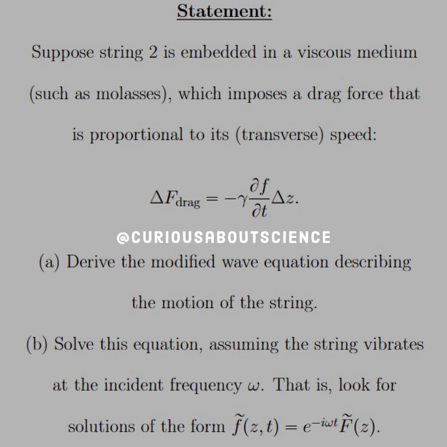All right, so A, derive the modified wave equation describing the motion of the string, and B, solve the equation assuming that the string vibrates at an incident frequency omega. That is, look for solutions of the form f tilde of z and t is equal to e to the negative i omega t times capital F tilde of z. Okay, so we're trying to split up the time and spatial components.